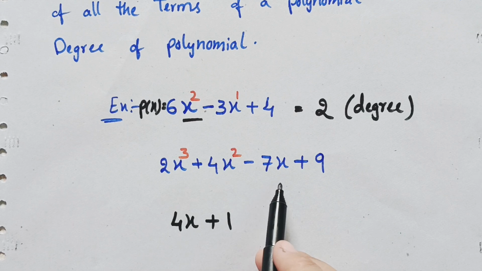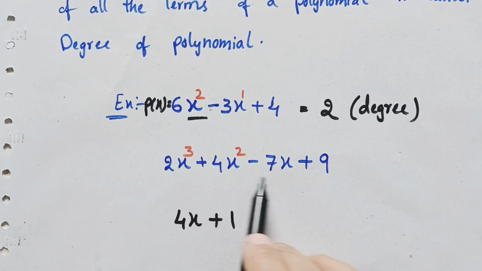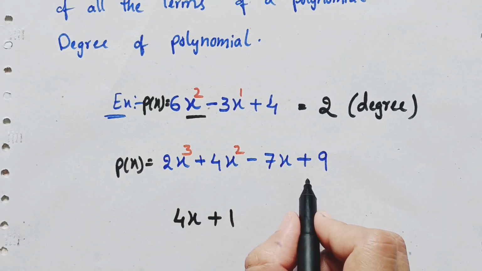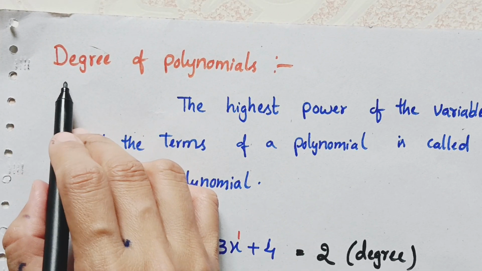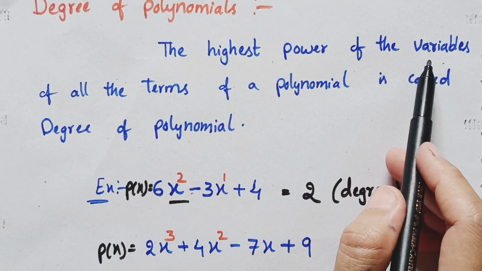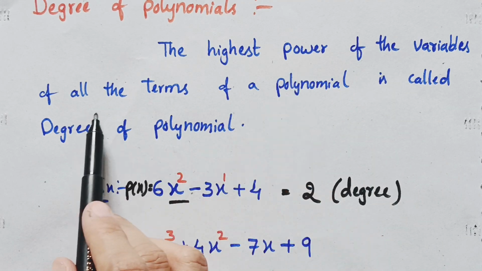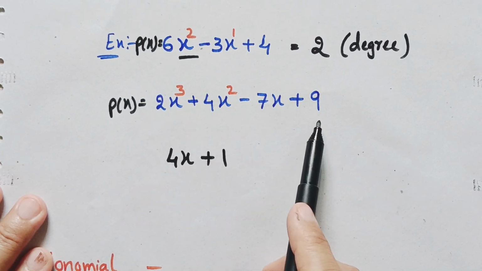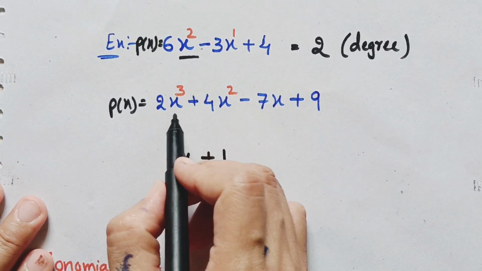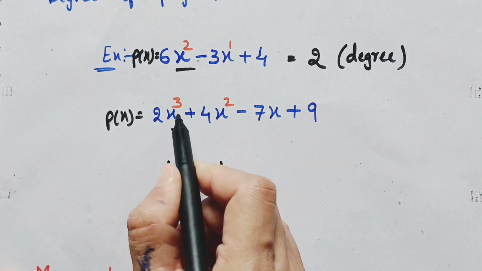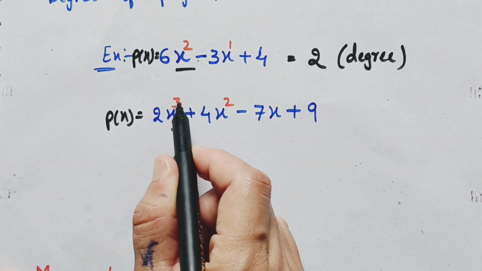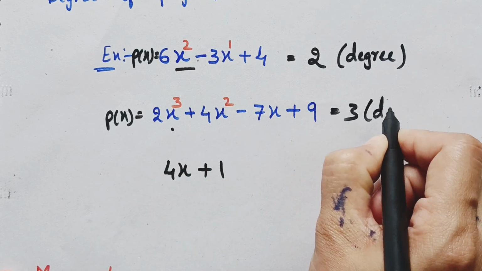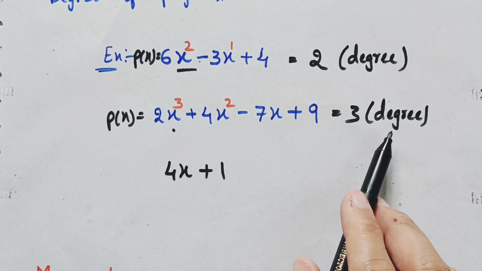Let's take another example. This is a polynomial in a variable x, so I can write it as p of x. What is the meaning of degree of polynomial? The variable that has the highest power among all the terms of the polynomial. So in this polynomial, which term has the highest power? This term, this x has x cube. So 3 is the degree of this polynomial. So the degree is 3. Are you getting my point?